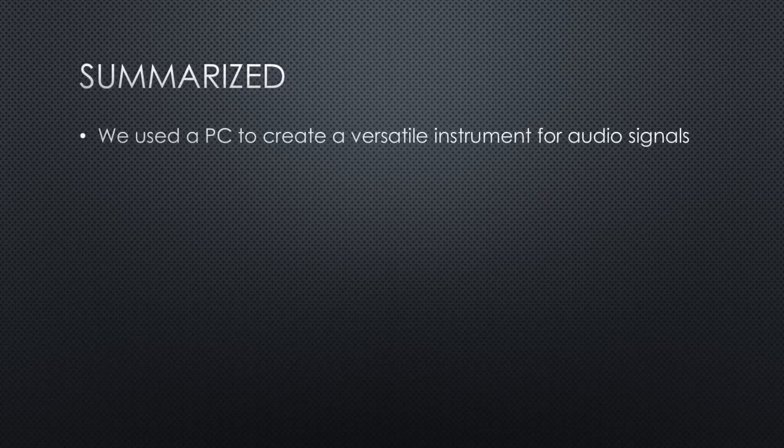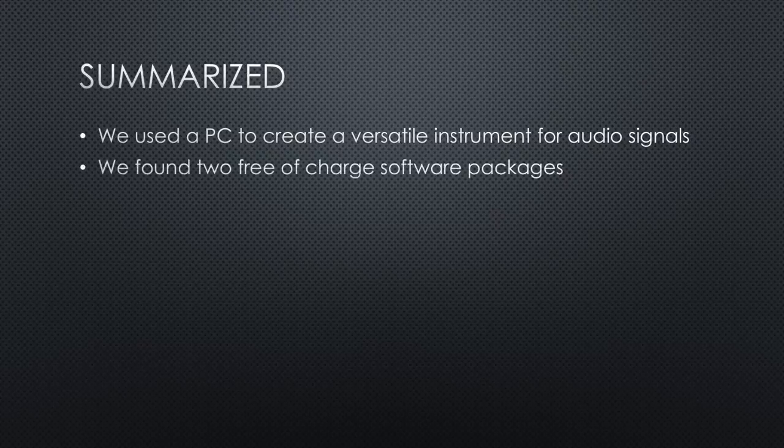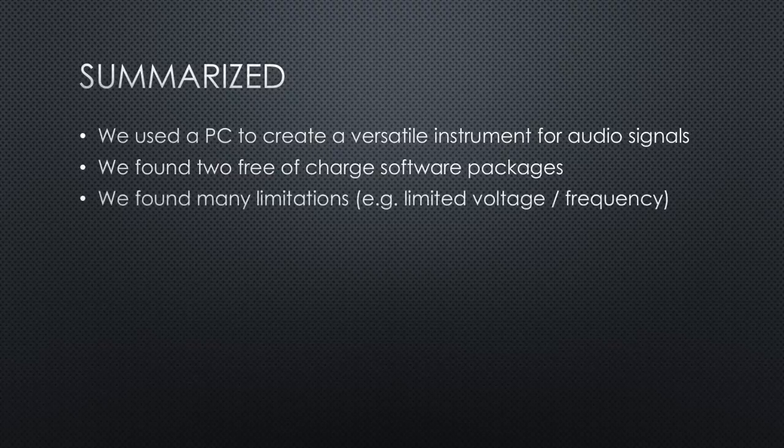Summarized, we found an easy way to use a general purpose PC with its sound card to create a versatile signal generator, an oscilloscope and a spectrum analyzer for audio signals. The only things we need are two cables and software. We found two free of charge software packages and used REW for our tests. We also saw that our setup has many limitations. The most important are its limited voltage and frequency range.